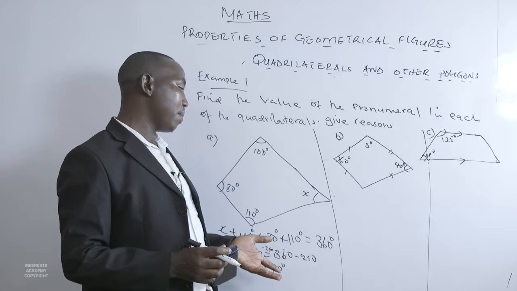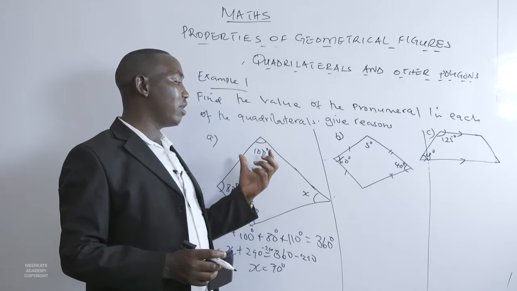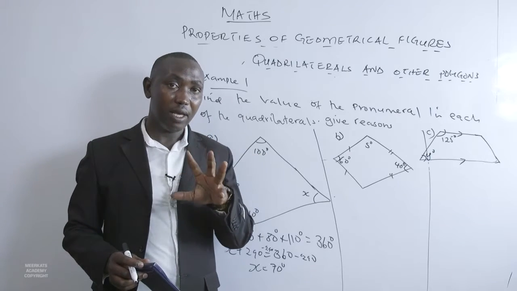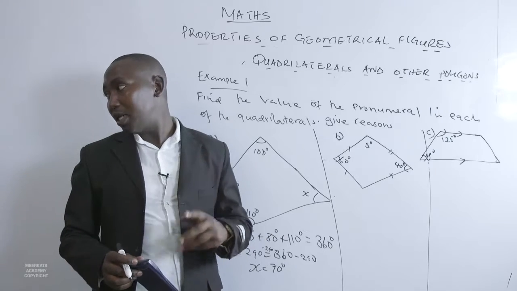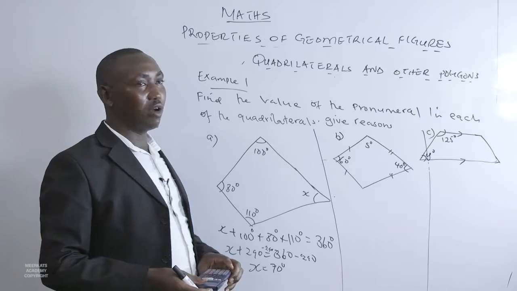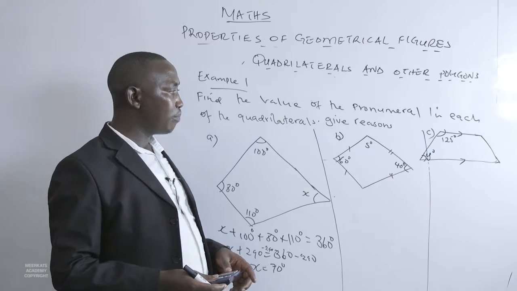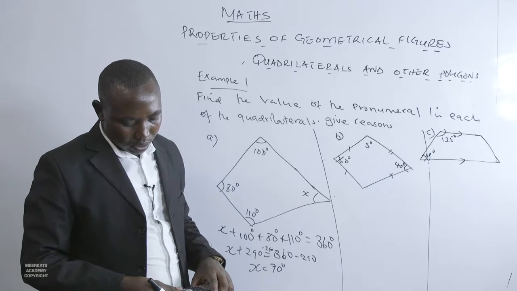And what is the reason? The sum of interior angles of a quadrilateral is equal to 360 degrees. So that is the reason we have been able to use to find the value of X. Now look at the second case.